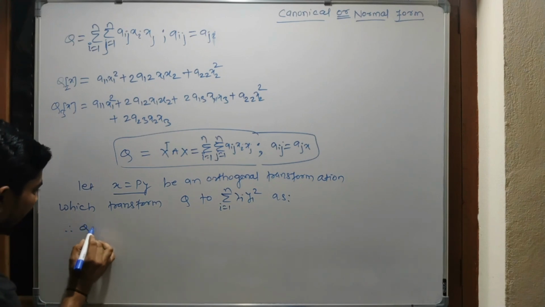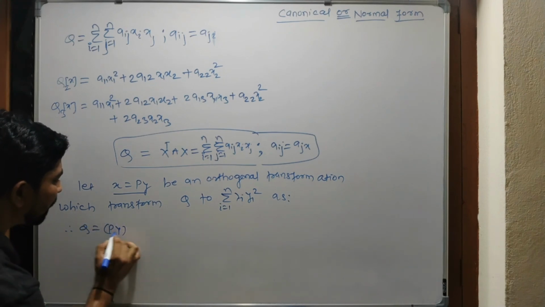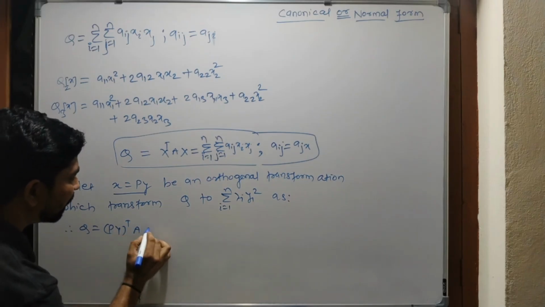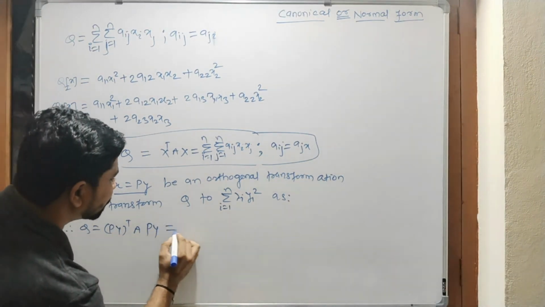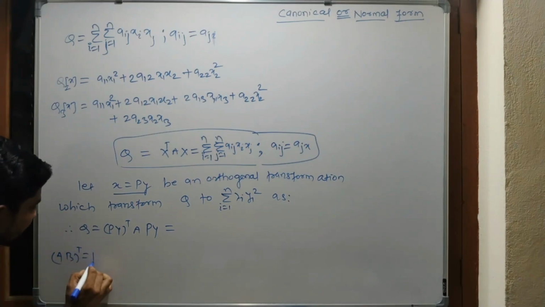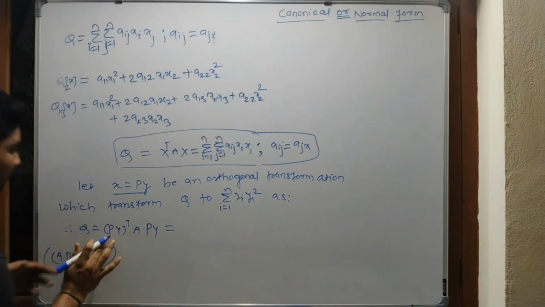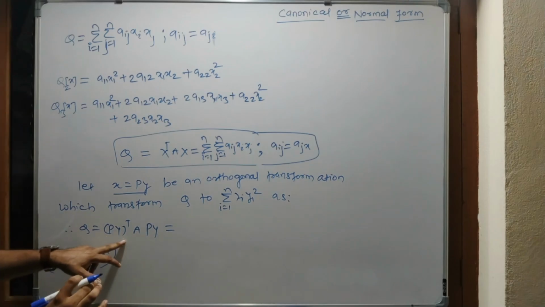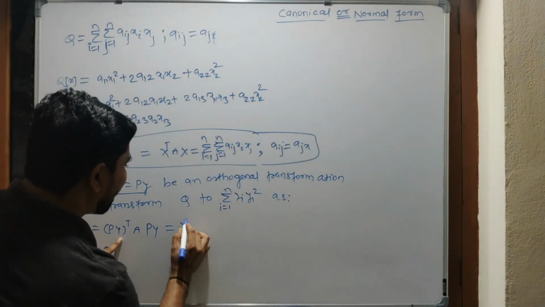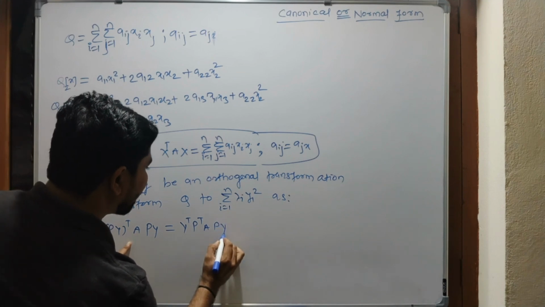Therefore Q equal to, x transpose means (P y) transpose, then A, then P y. Suppose for example A is a matrix and B is a matrix, then (AB) transpose is the same as B transpose A transpose. Using this property, (P y) transpose is the same as y transpose P transpose, then A, then P, and then y.